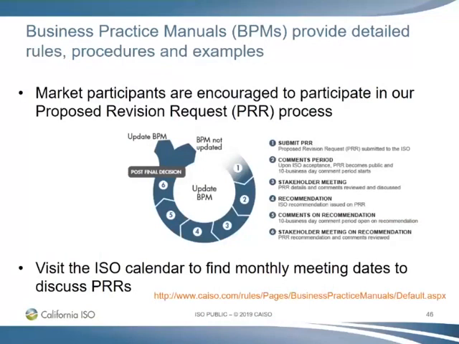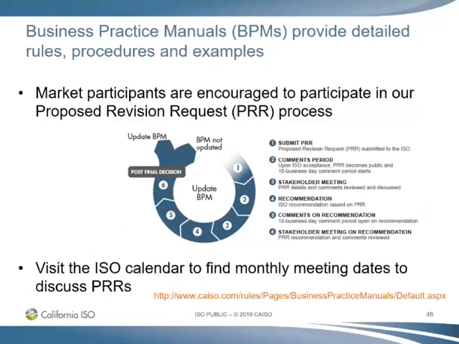We also have business practice manuals, or BPMs. The rules in the tariff can be high level at times. So in the BPMs and associated configuration guides, we provide additional information about how those rules are applied. Business practice manuals provide detailed rules, procedures, and examples for the administration, operation, planning, and accounting requirements of the California ISO and the market that are consistent with the ISO tariff. Adherence to the manuals is important for orderly operation of the ISO market.